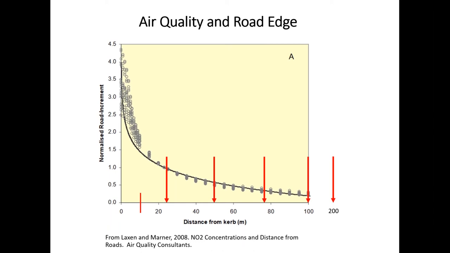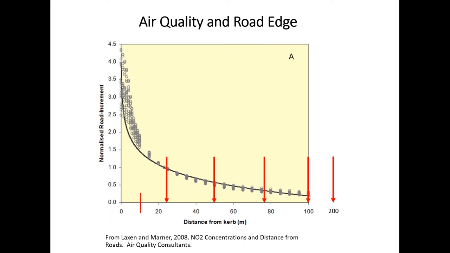Sorry, I put these slides the wrong way around. This curve here is from the Air Quality Consultants, and it just shows how concentrations of pollutants adjacent to a road fall off. So we have a very, very steep fall off quite close to the road, and by the time you're getting to 100 metres away from the road, you're getting very, very close to background levels.